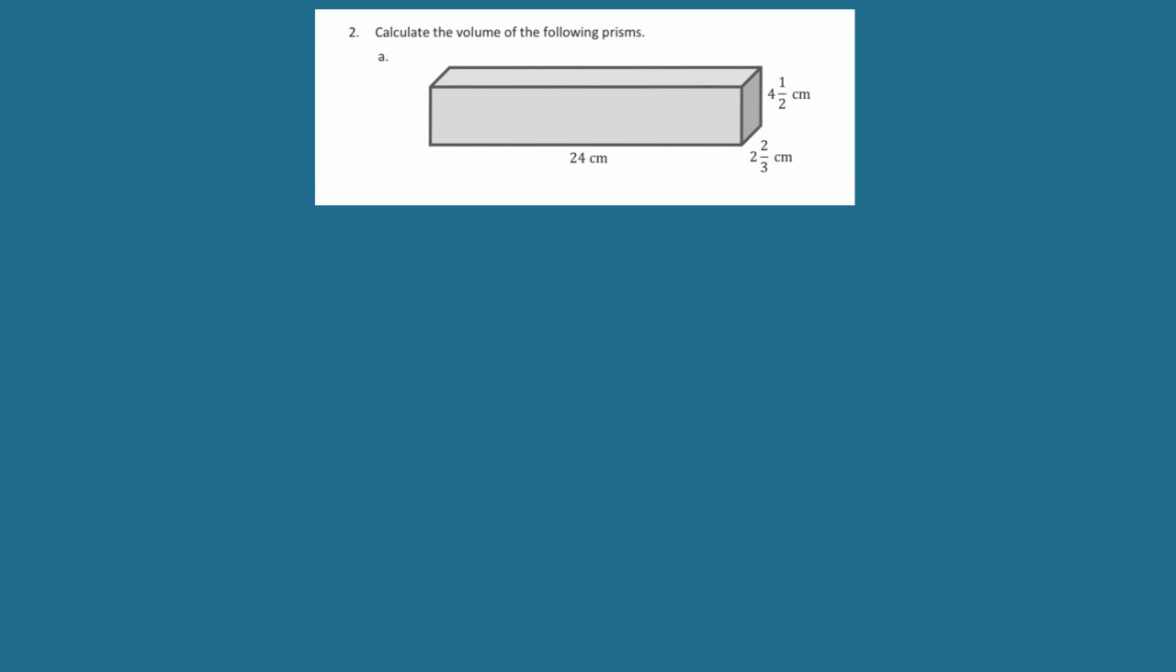Moving on to our next example, it's the same exact thing that we're going to do. So we'll do volume equals length times width times height. And then we can label each of these values. So this is width, and then this one can be height. Now we just plug them right into the formula. So volume equals the length, which is 24 centimeters, and then times the width, which is 2 and 2/3 centimeters, and then times the height, which is 4 1/2.